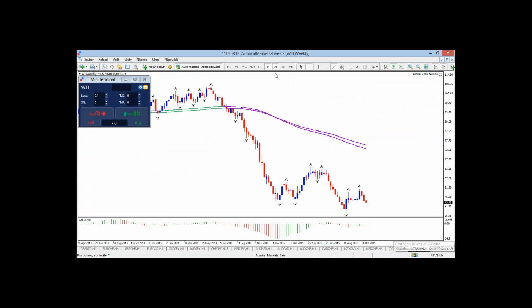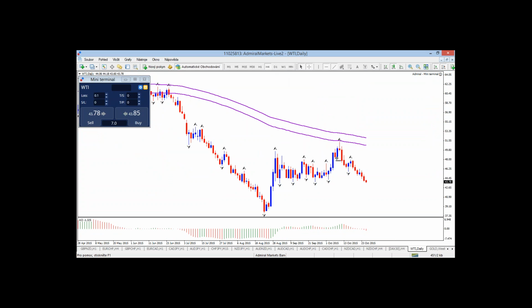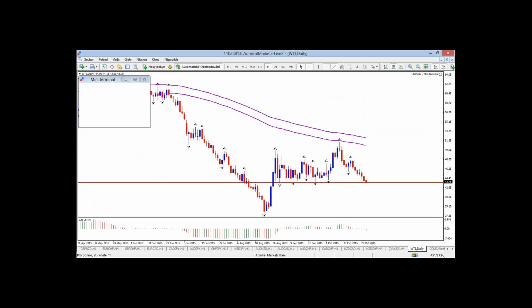Oil is heading back lower again. Let's see, after getting some divergence between these tops, now we're testing this bottom. That's going to be an interesting break or bounce spot.